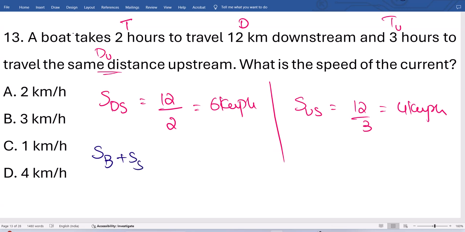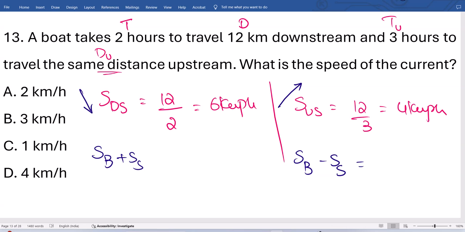Upstream and downstream are simple. Downstream means you are going down, your speed is more. Upstream means you are going up, your speed is less. But what is SB? What is SS? Okay, here the boat is traveling in water. Boat speed is SB. SS is water speed. Water is traveling. There are different names for that. SS is speed of stream, speed of current, speed of water flow. All those are the same terminology, sir.